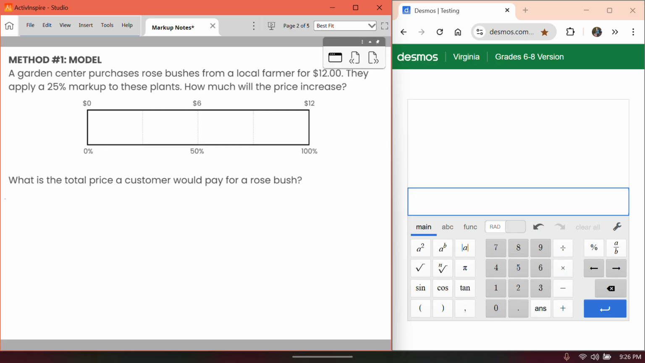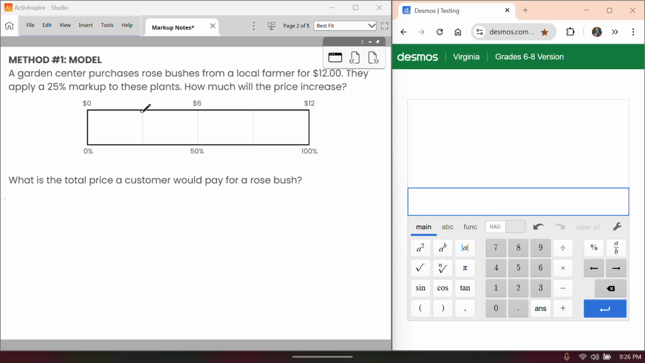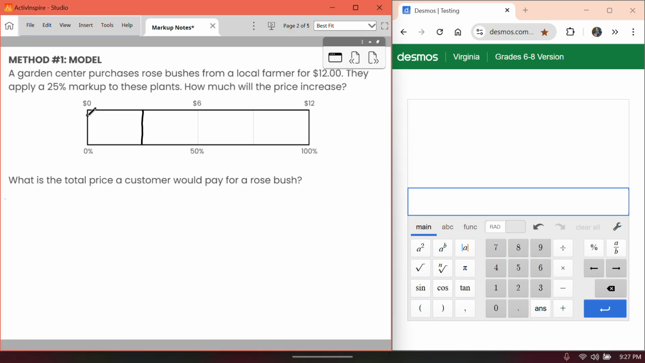All right, let's read this first question and solve it with a model. A garden center purchases rose bushes from a local farmer for $12. They apply a 25% markup on these plants. How much will the price increase? So I know that 25% is 1/4, and my bar model is already split into fourths for me. So if I'm trying to find a 25% markup, I'm going to shade 1/4 of this bar model.